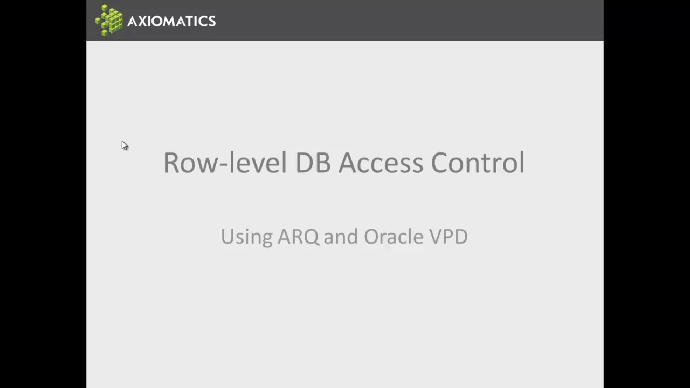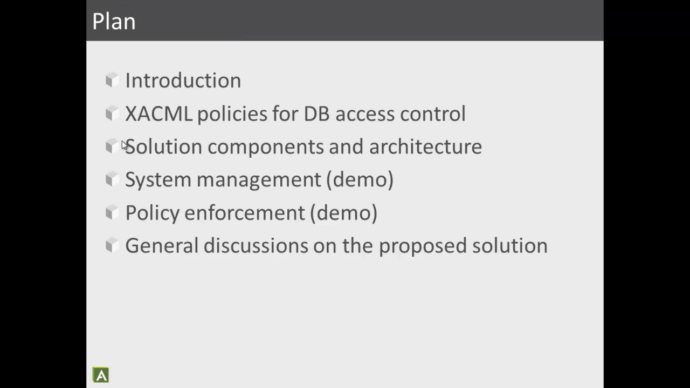Welcome to this demonstration of the Axiomatics reverse query integration with Oracle Virtual Private Database to achieve fine-grained authorization for databases. In this demonstration, we will write XACML policies that will define which particular rows of a database can be returned based on the user's identity and the user's relationship to the data. The use case we will be using is a police-based scenario where there are criminal cases inside a database assigned to police units, and there are users assigned to police units as well.